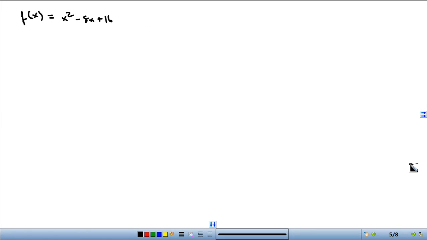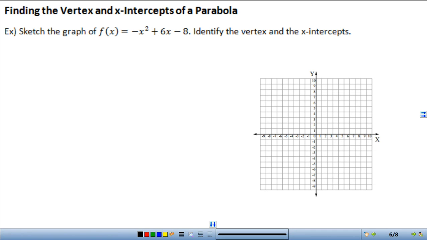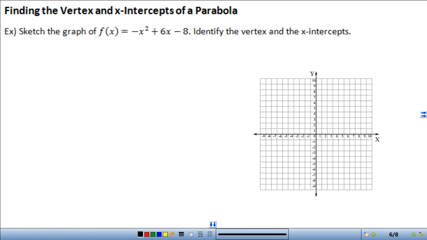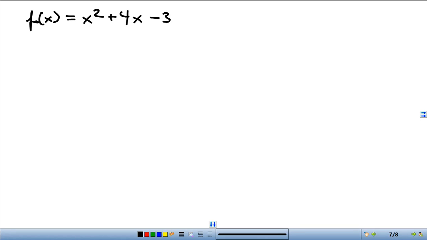So let's actually go to this one. We have to sketch the graph of f of x is equal to negative x squared plus 6x minus 8. I don't want to do that one yet. What I want to do is actually an easier problem. This is actually in your notes. Before you get into that one, I want to get into an easier type of problem.